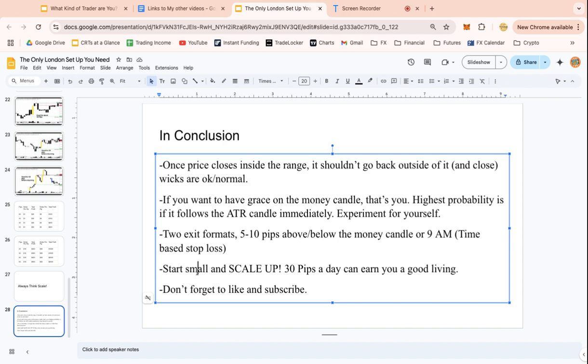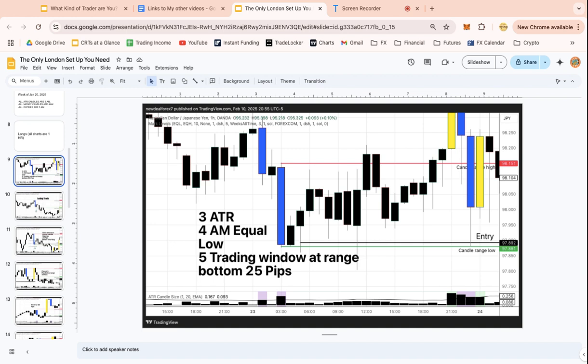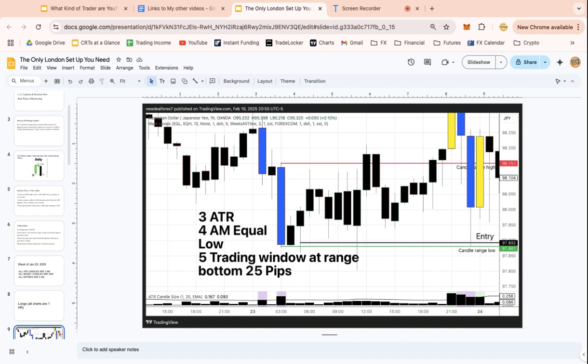Start small and scale up. 30 pips a day can earn you a good living, as I've just shown you. And so this is really all you need. This is the London Goldmine. If you can just check your chart once a day during London in the 4:30 to 5 o'clock hour and find these entries, find these ATR candles. Again, the link will be in the description for the ATR candle indicator. Okay. You're going to want to go ahead and take advantage of that and be sure to see where you can get in.